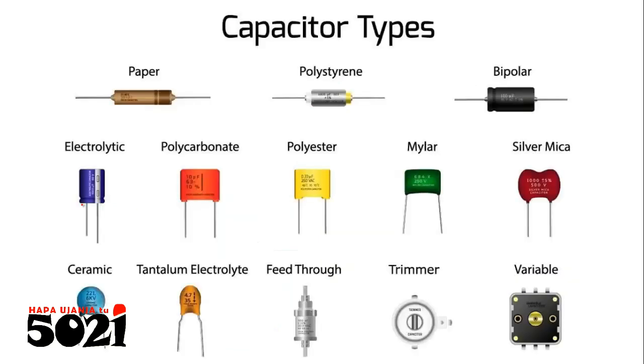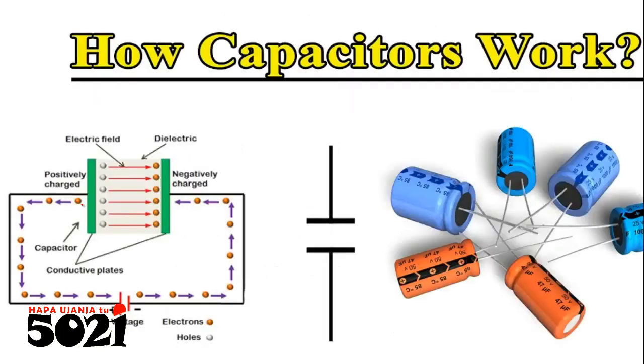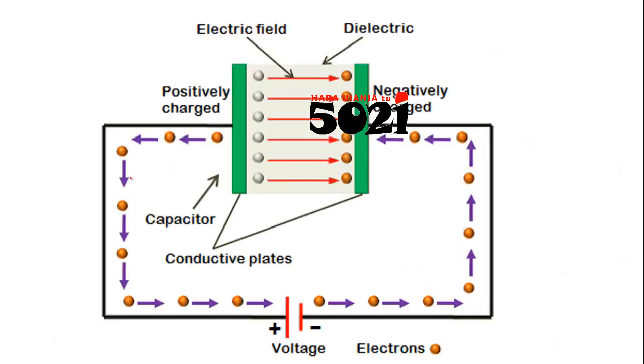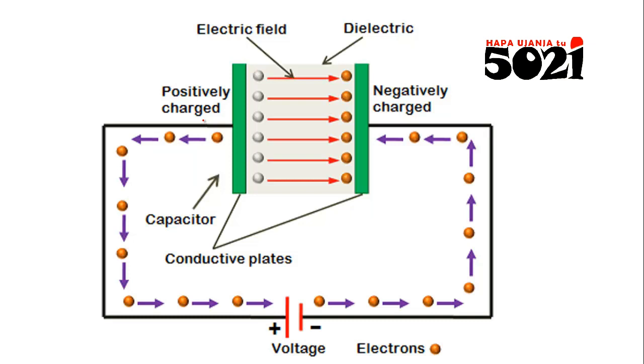Okay, ngoja nitumie example ya capacitor. Let me use a capacitor. Everybody knows how a capacitor works. Sirudi tena kueleza capacitor inafanyaje kazi. Okay? Capacitor, ukiipatia umeme, unajua inahifadhi umeme mle. Umeme inakuwa imeganda mle ndani kwenye capacitor. Sitaingia ndani kueleza capacitor, we're talking about school. Nikienda deep nitakuchanganya. Okay? This is a capacitor.